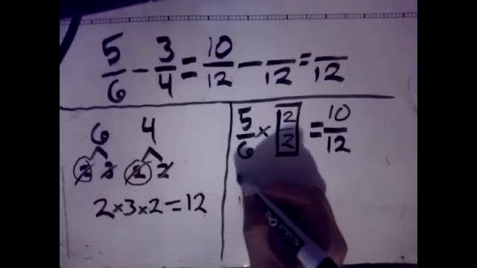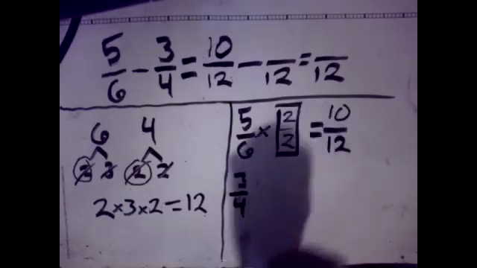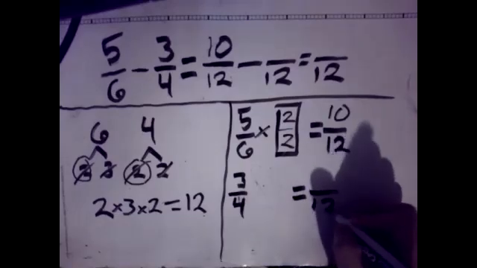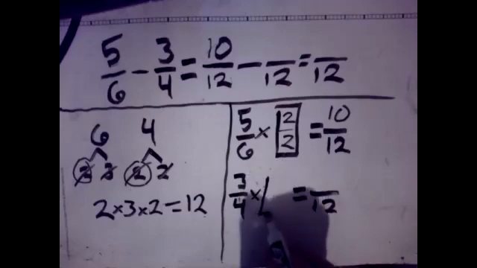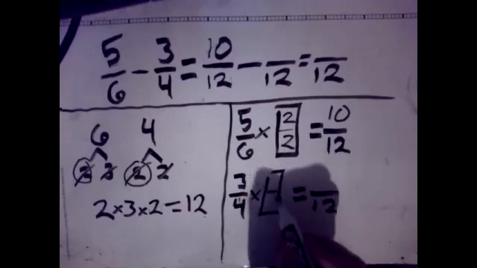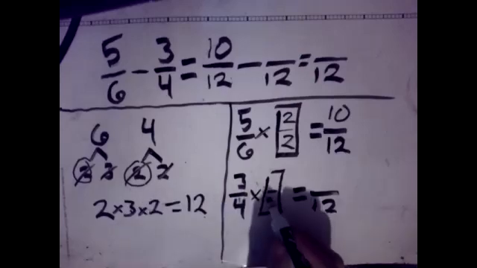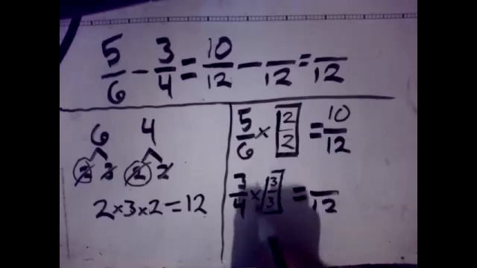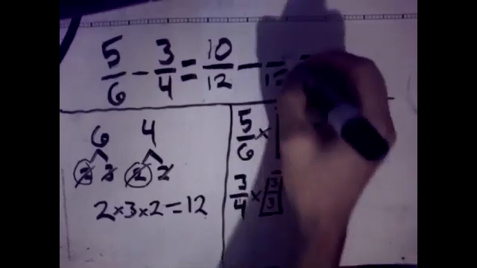I have 3/4. But I don't want 3/4. I want 12ths. So once again, I'm going to multiply by an equivalent form of 1, a fraction that equals 1. And I know 4 times 3 equals 12. So I'll put a 3 at the top as well to make this one whole. 3 times 3 is 9. I'm going to put in the 9.